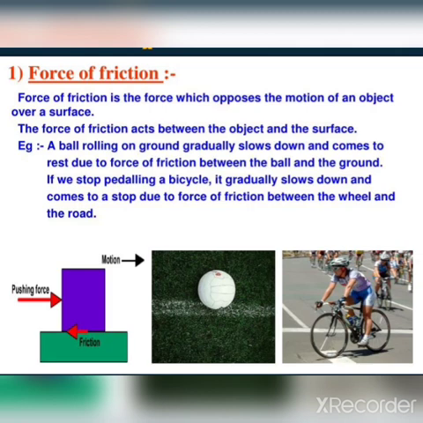A ball rolling on the ground slows down and comes to rest. It is due to the force of friction. If we stop pedaling a bicycle, it gradually slows down and comes to a stop. This is also due to the force of friction.